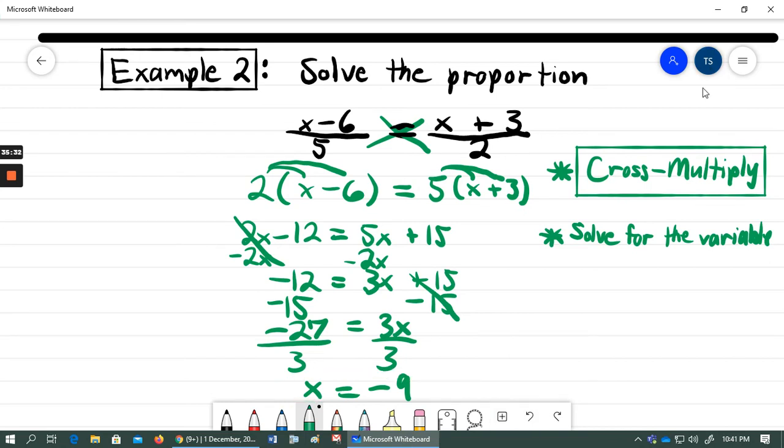I'm just going to leave that alone. All right, so that's how we do that right there, right? Same two steps. Cross multiply and then solve for the variable.